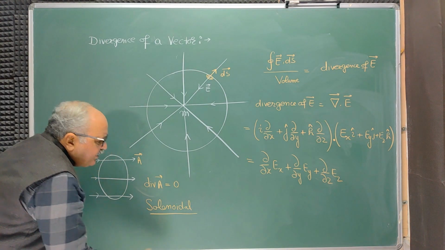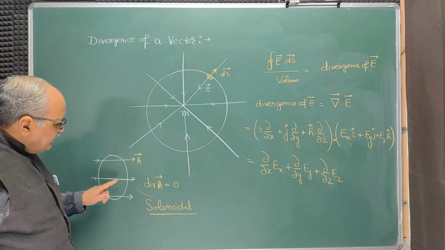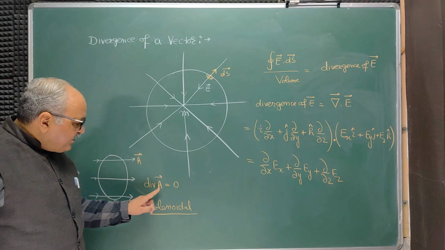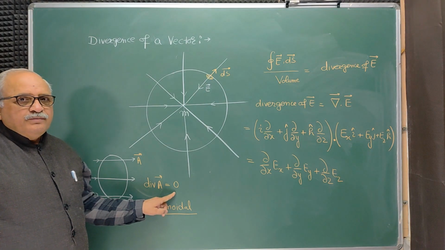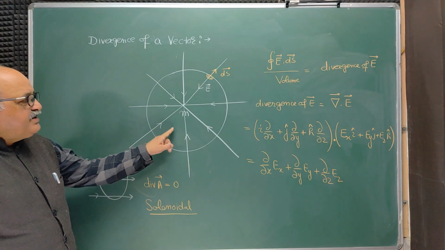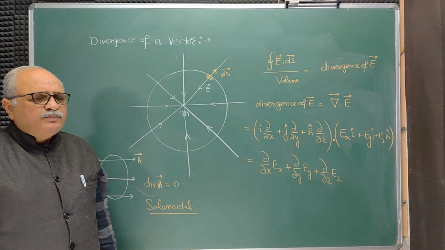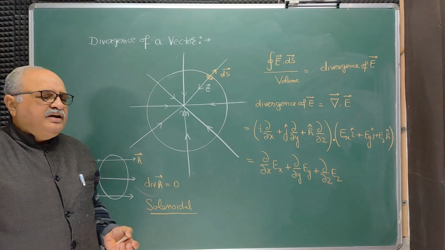This is a name given to a field for which the divergence of that field is 0. In this case it is negative, but for the positive charge case that is positive. That depends upon what type of field we are dealing with.